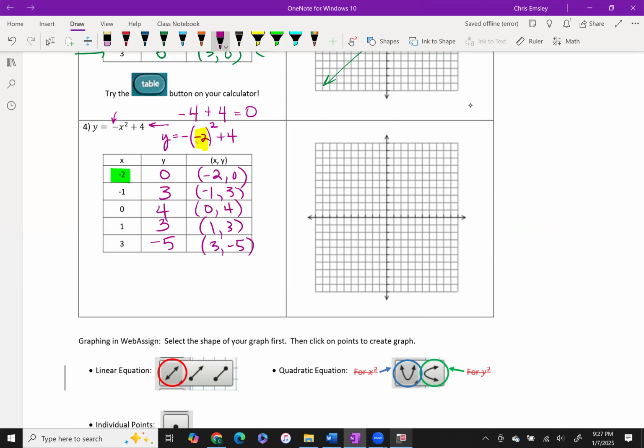Okay, so let's plot those points. X equals -2 and y is 0. X equals -1 and y is 3. 0, 4. And then 1, 3. And then 3, -5.